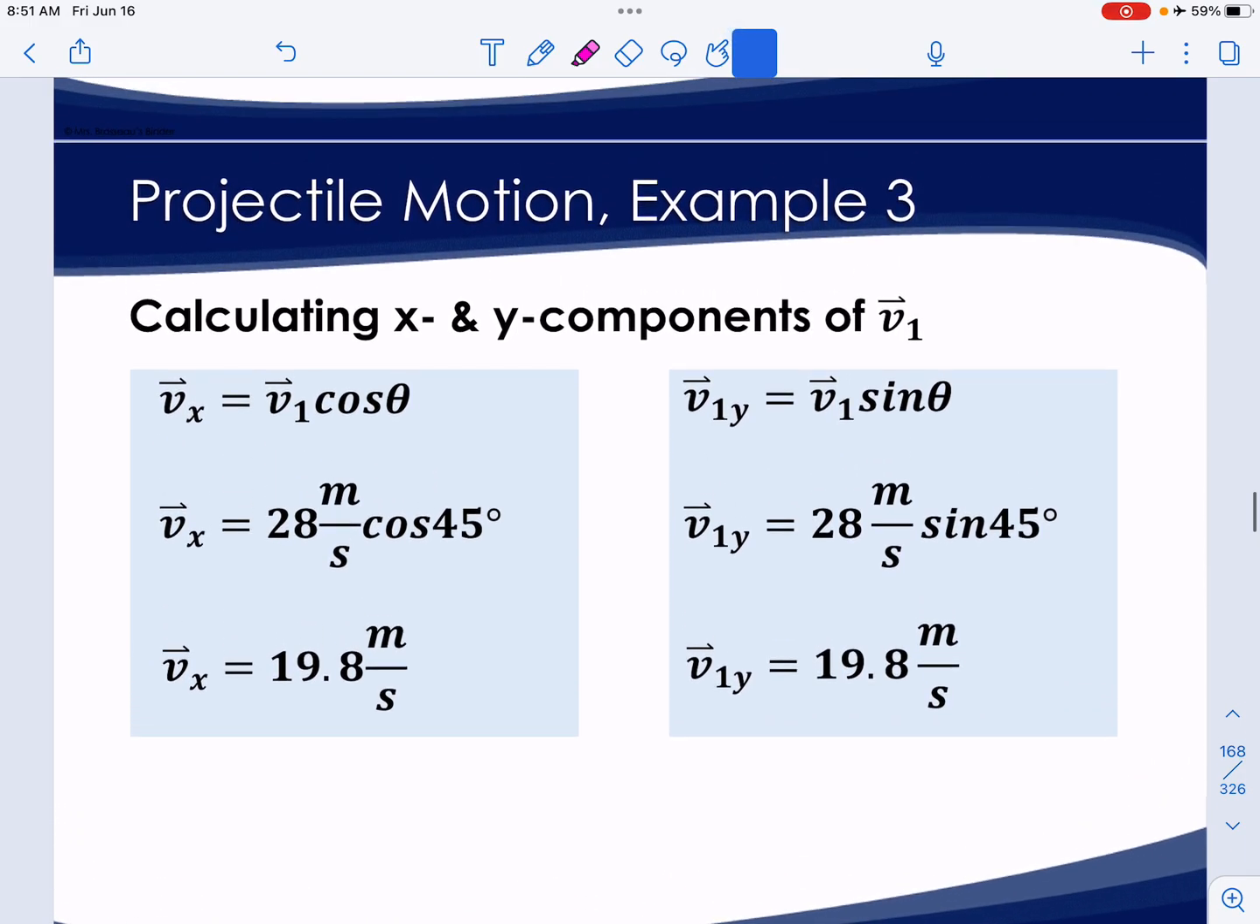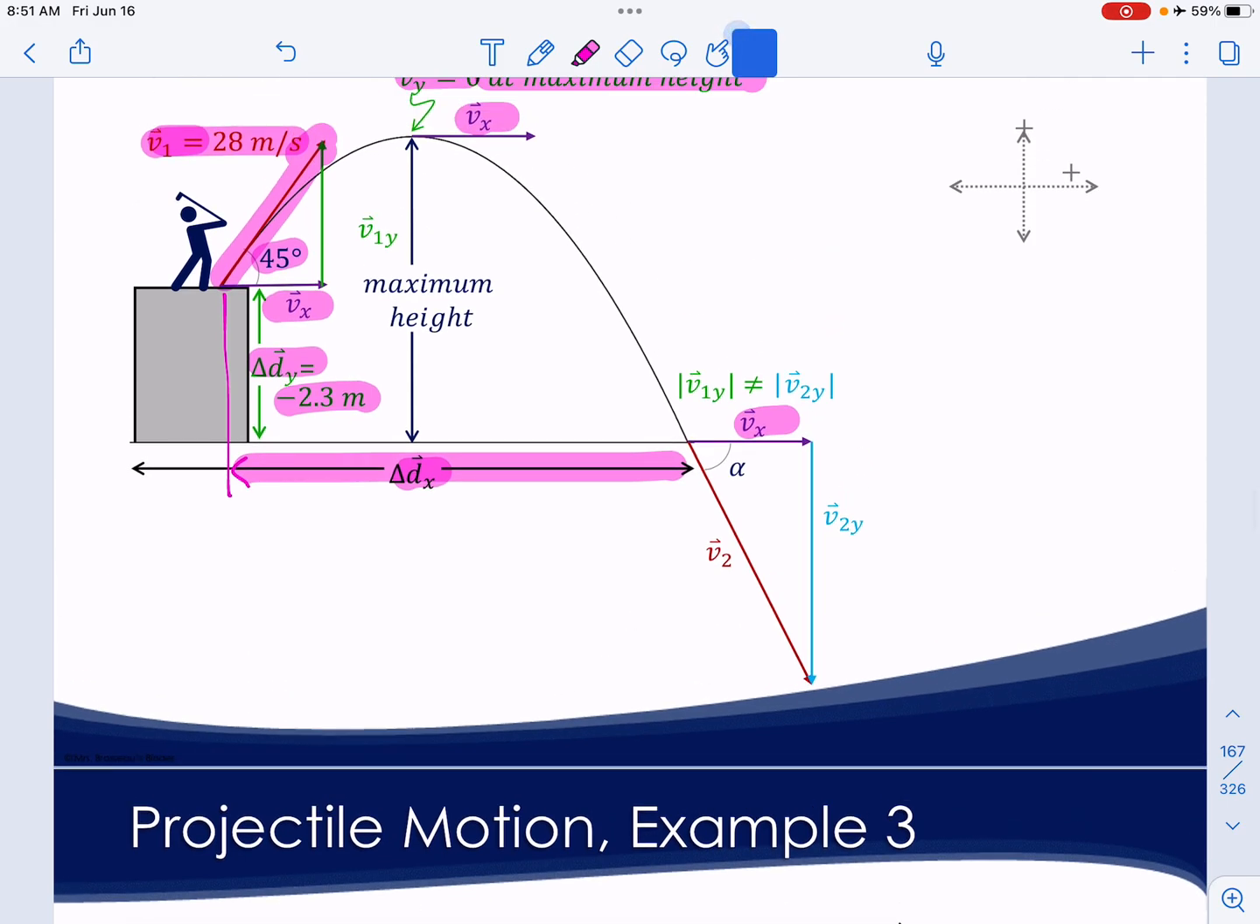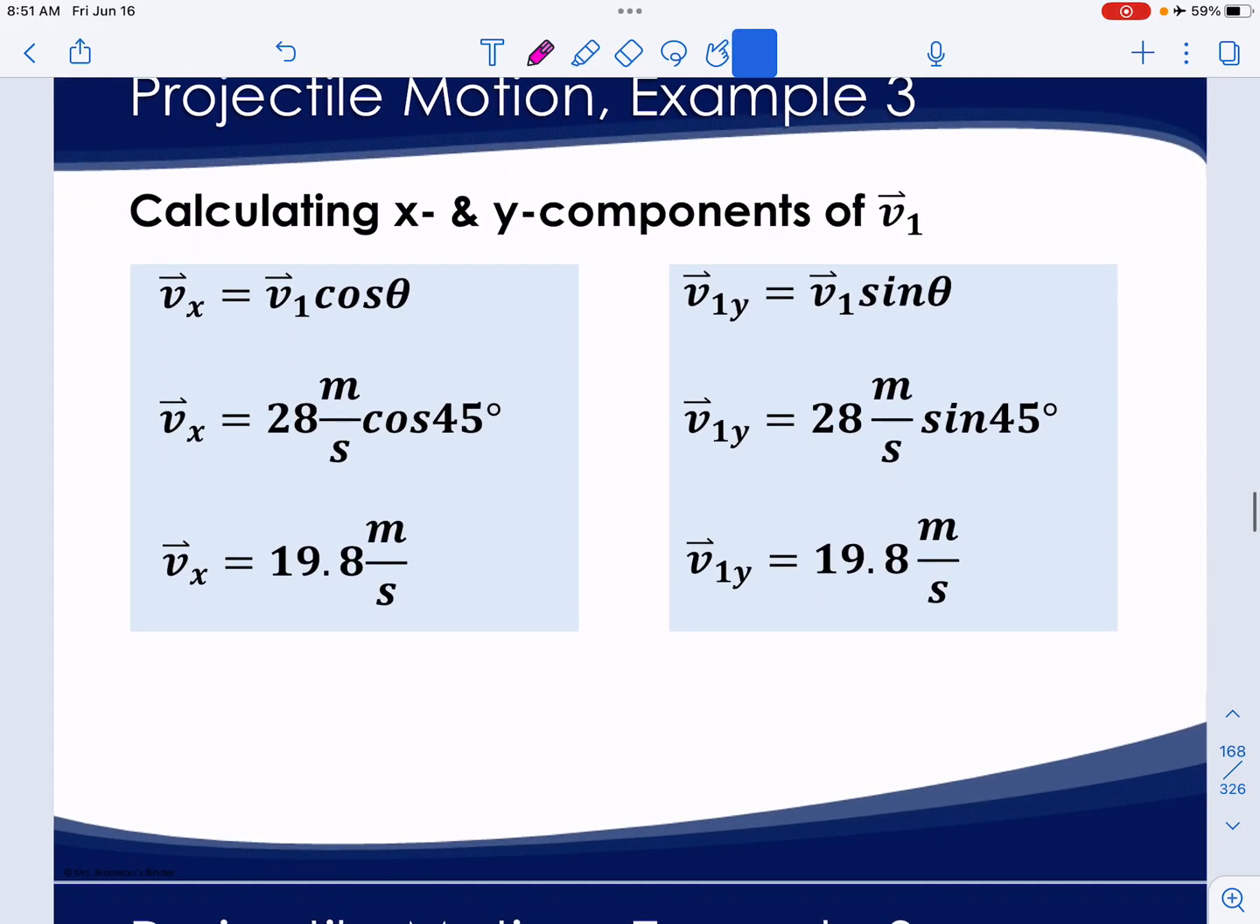So we can start off by looking at this area up here, and we can find our Vx and our Vy components there. Vx is V1 cosine theta. Plug those in, and you get Vx is 19.8 meters per second. Our V1y is V1 sine theta, and that's 19.8, which makes sense because it's at a 45-degree angle, so the x and the y components are going to be identical.